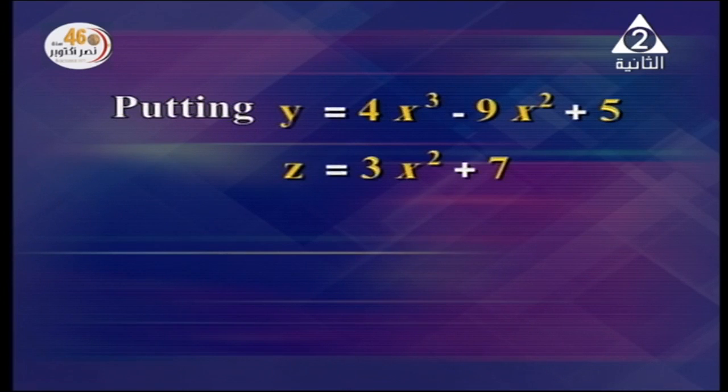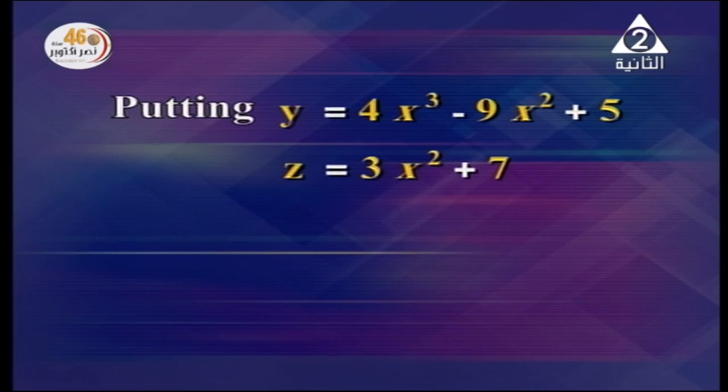My dear student, we put the first function in x as y, then the second function in x as z. y equals 4x power 3 minus 9x squared plus 5. z equals 3x squared plus 7. Now we find dy over dz by using the derivative of y with respect to x and of z with respect to x.